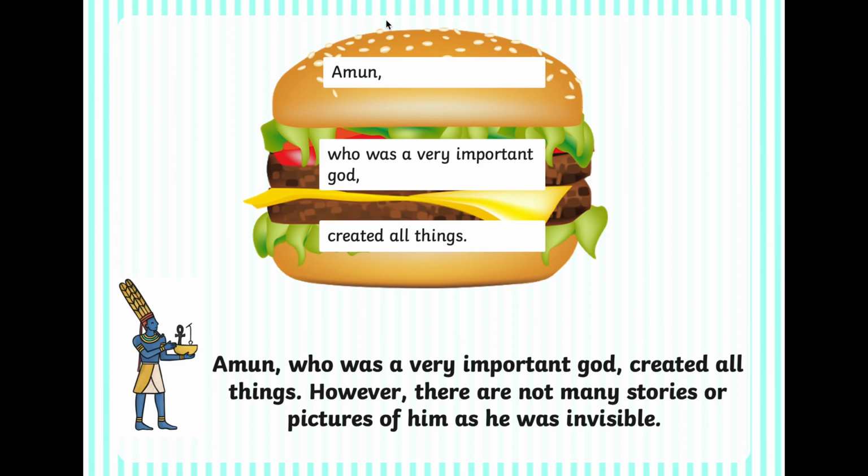The main clause, Amun created all things, could make sense on its own as a sentence. However, if you add in a relative clause, it tells you some more information about Amun, who is the noun. It follows with the relative pronoun who, as we are describing a person, and it is embedded by 2 commas either side. Amun, who was a very important god, created all things.